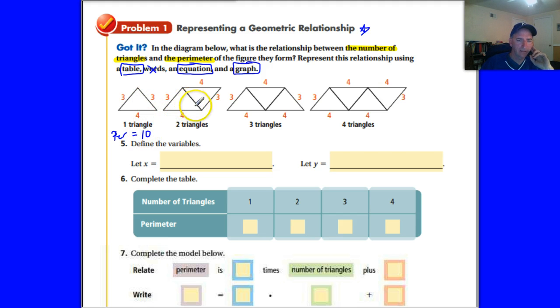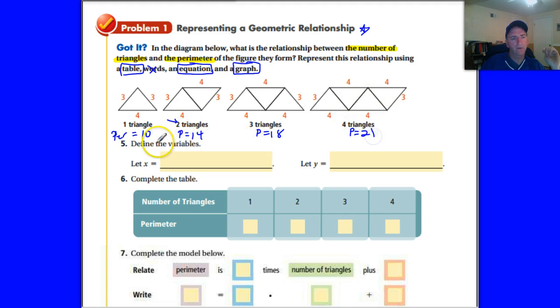All right, let's take a look at these two right here. They add now a triangle. Now they have two triangles. So you have this side of 4 and this side of 4. You got 3 and 3 right there, right? So you add that up. That perimeter is 14. And then if we continue with 3 triangles, the perimeter is 18. And with 4 triangles, the perimeter is 21.